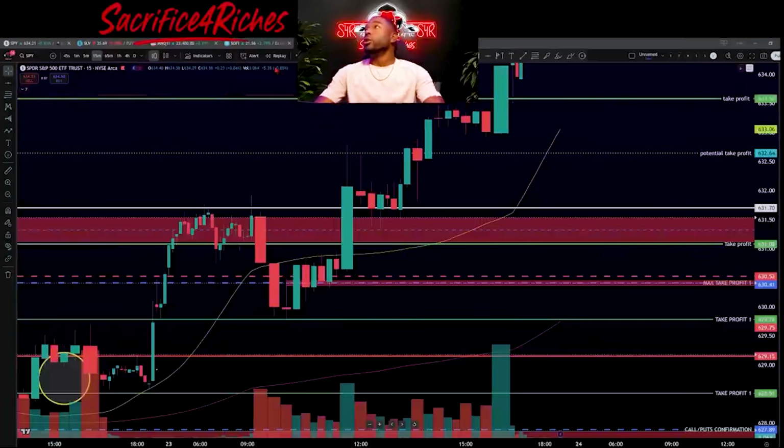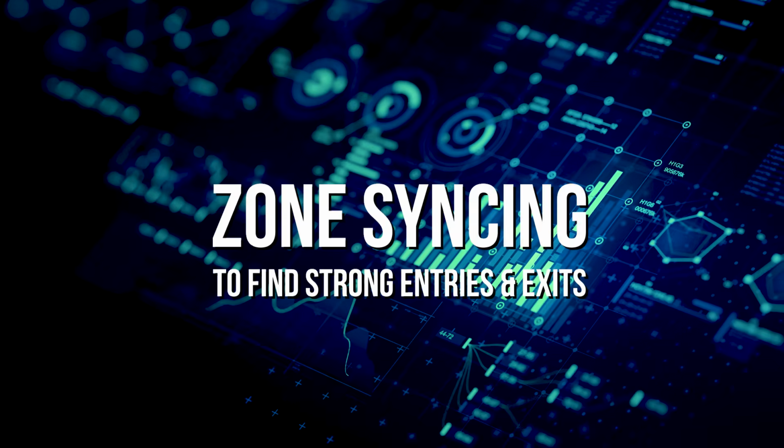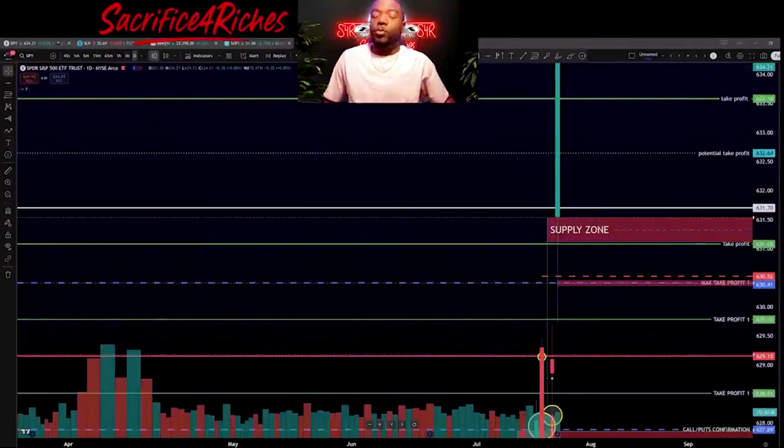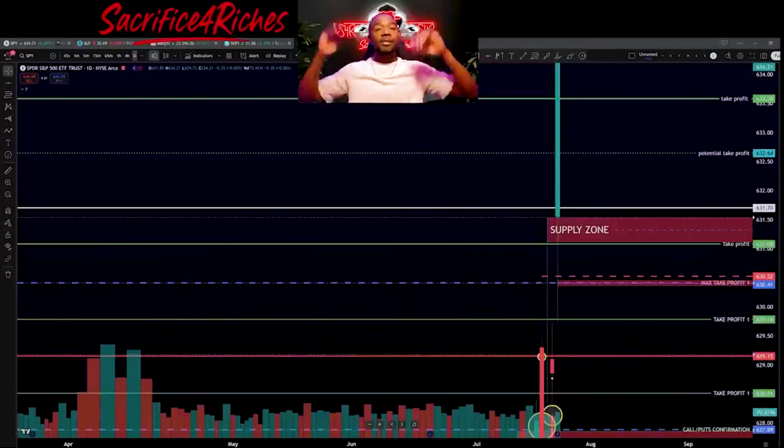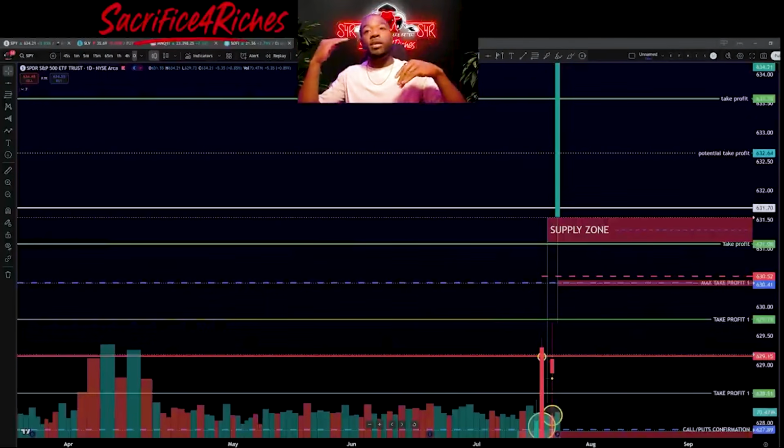All right, so zone syncing. Zone syncing is when you zoom out, right? Let's say you're doing your 4-hour, daily or weekly setup, and then we're finding our key levels of support and resistance, our supply and demand. We're identifying market structure, trends, patterns, all that stuff, right? Indicators, whether it's the 21 or the 200 EMA, any of that stuff.